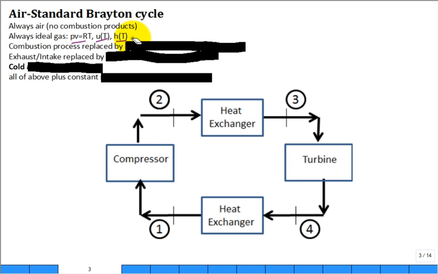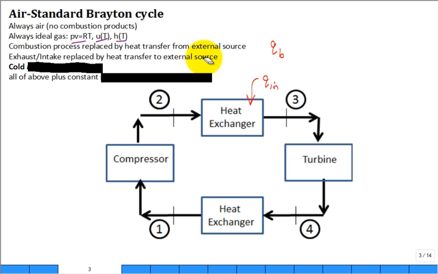The combustion process is so complex, but we just replace it with a heat transfer. Often we'll put Q in. That's the way I'll write it, Q in, or Q combustor, or Q burner, something like that. Then you have the exhaust and the intake, well, that's complicated. We want to close the loop, so you put a heat exchanger in there, and then you have a Q out. So either you'll have a positive Q out, or you'll have a negative QHX. You'll see me do it both ways.